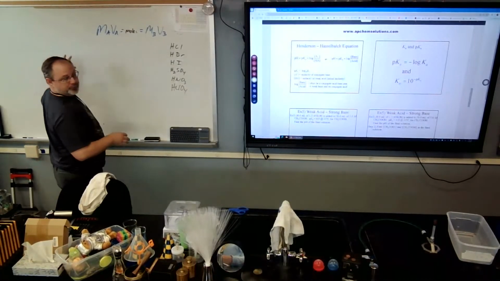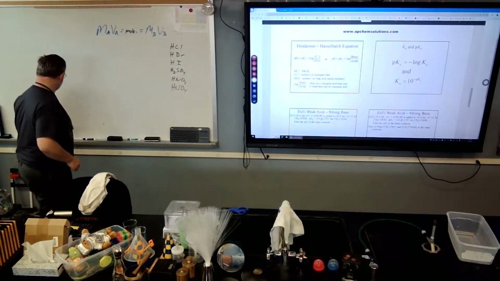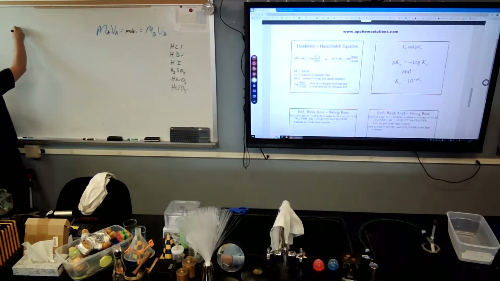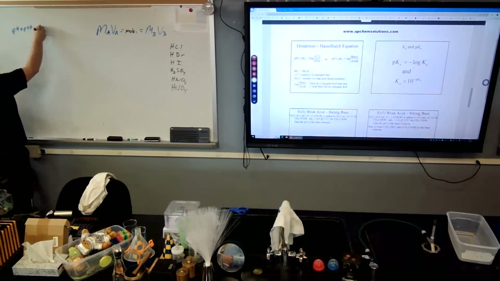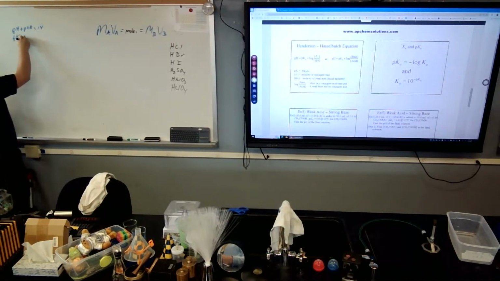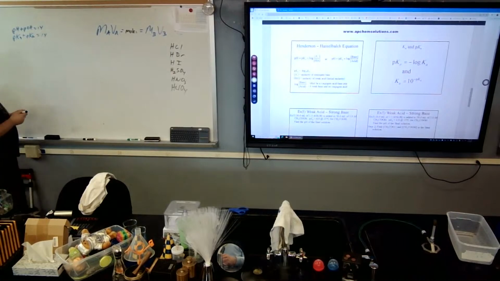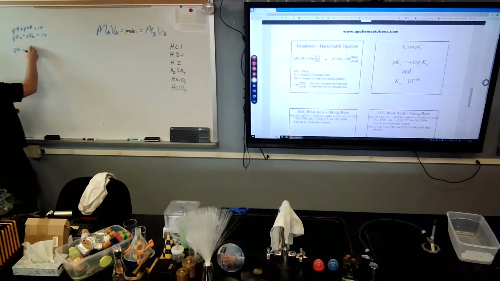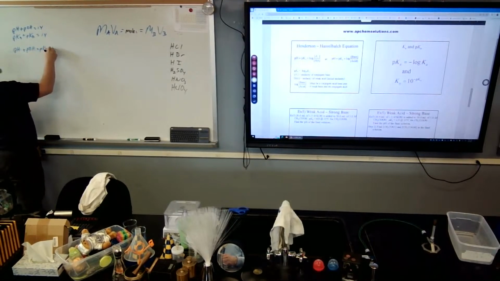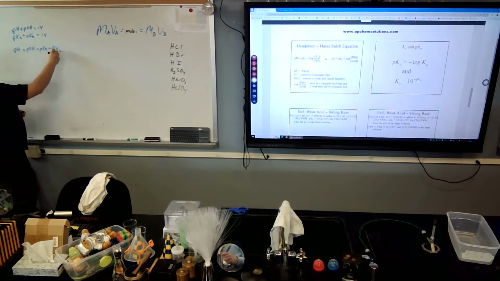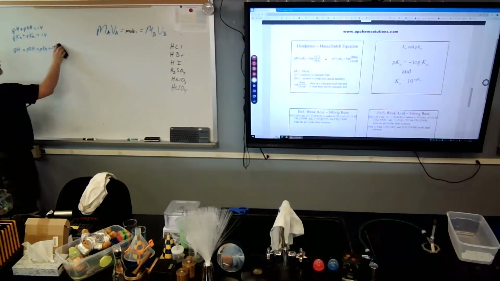What this is doing is taking our beautiful squares and squishing them together, taking advantage of the fact that pH plus pOH is equal to 14, and pKa plus pKb is 14, which means pH plus pOH equals pKa plus pKb.